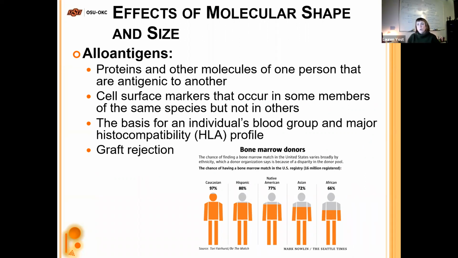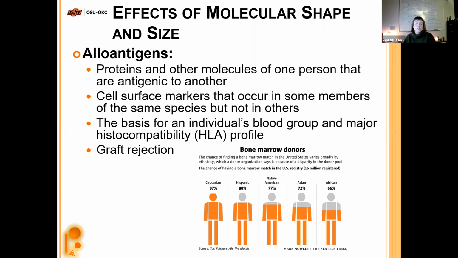So we recognize it as foreign. These are surface markers that occur in some members of the same species, but not in others. So that just means from person to person, not necessarily between different species. The basis for individuals' blood type is included within this. That's alloantigens, as well as histocompatibility profiles.